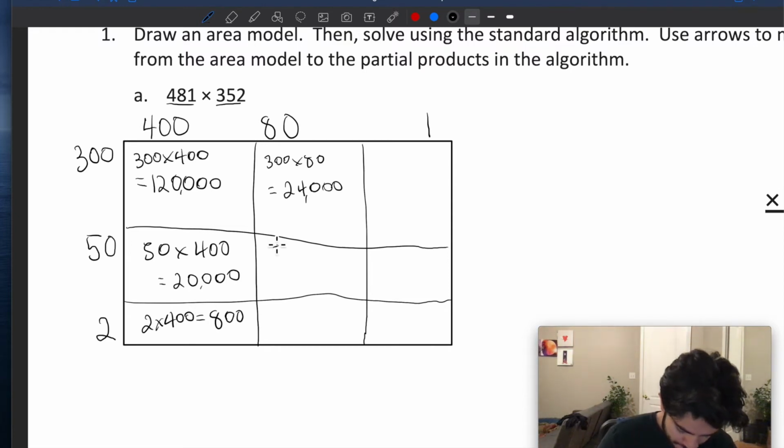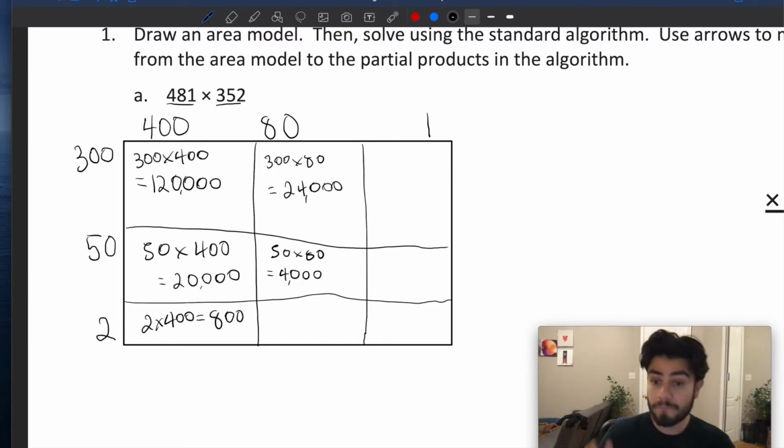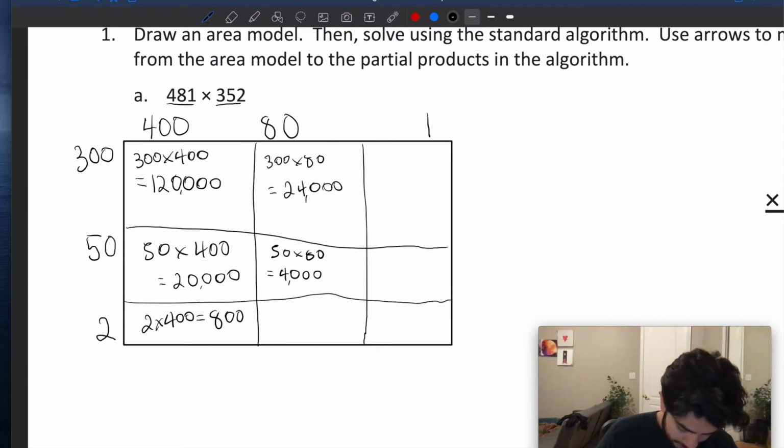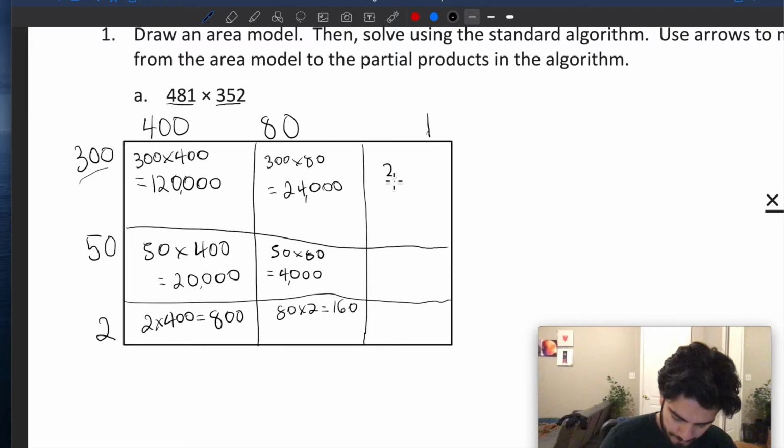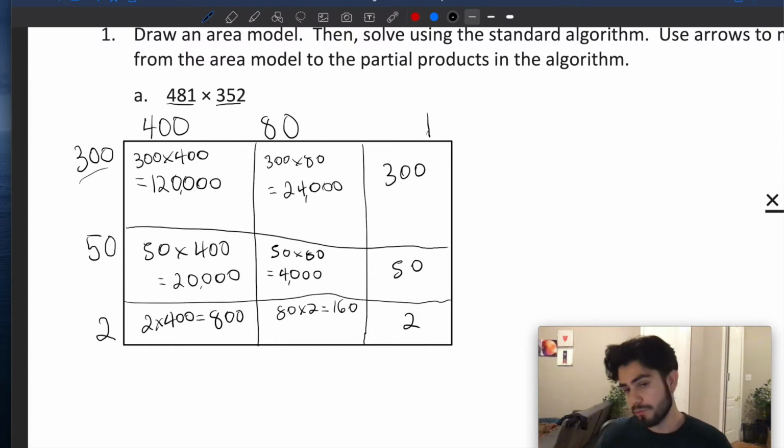Here we go. 50 times 80, and that's going to give me 40. Carry your zeros, and then we end up with 4,000. Let's continue. 80 times 2. That's going to give me 160. All right. And now for the last one, that's pretty easy. You got 300 times 1, 300. Then you got 50 times 1 gives you 50. And 2 times 1 is going to give you just your 2.